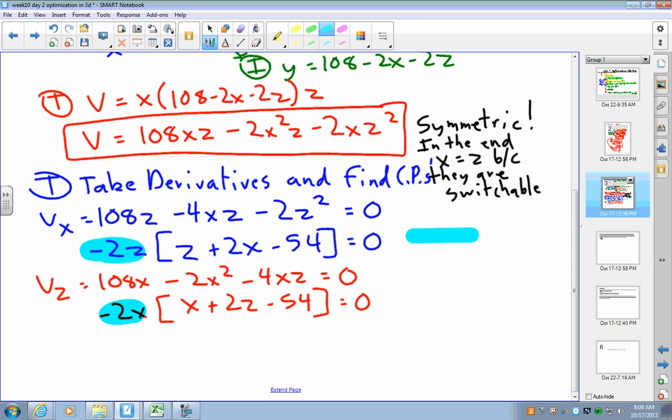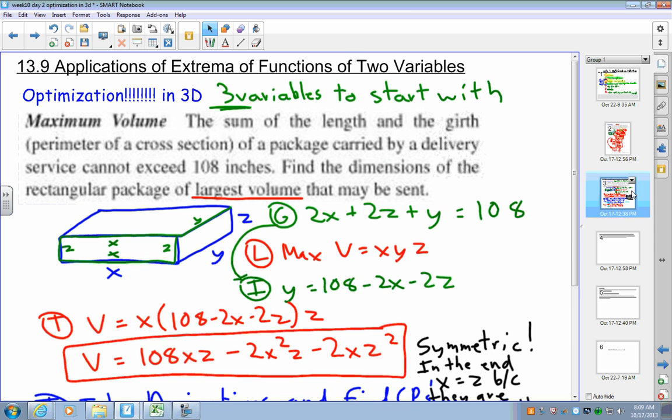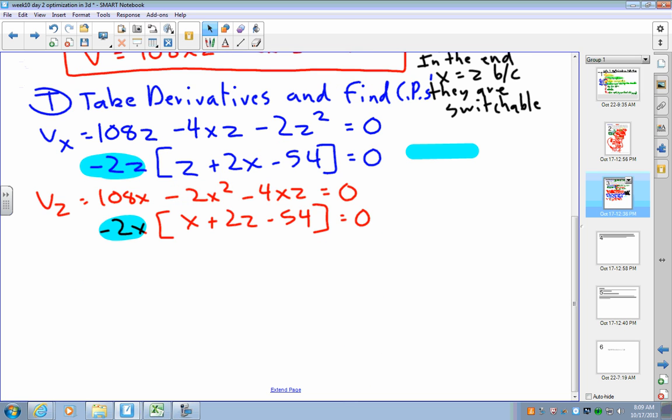Notice these are dumb critical points. This one's saying, whoa, where did I go? There we go. Oops, sorry about that.